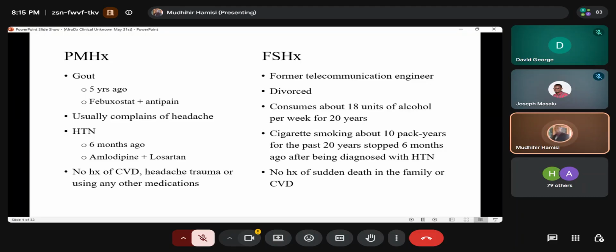However, for about 5 years, he was complaining of on and off headache, which was not properly characterized because the patient was not able to talk. About 6 months ago, he was diagnosed with hypertension, when he was having a severe headache. He went to the hospital, they checked the blood pressure and it was very high, around 200. So he was diagnosed with hypertension and was given antihypertensives, amlodipine and losartan. However, he was also taking them irregularly, mainly when he was having a headache.